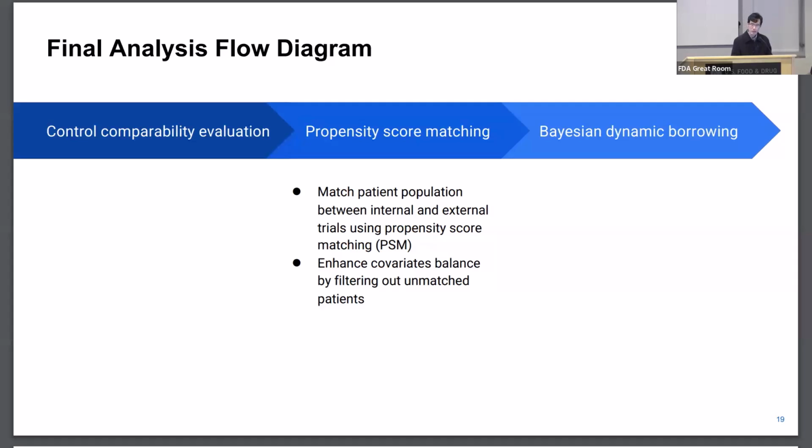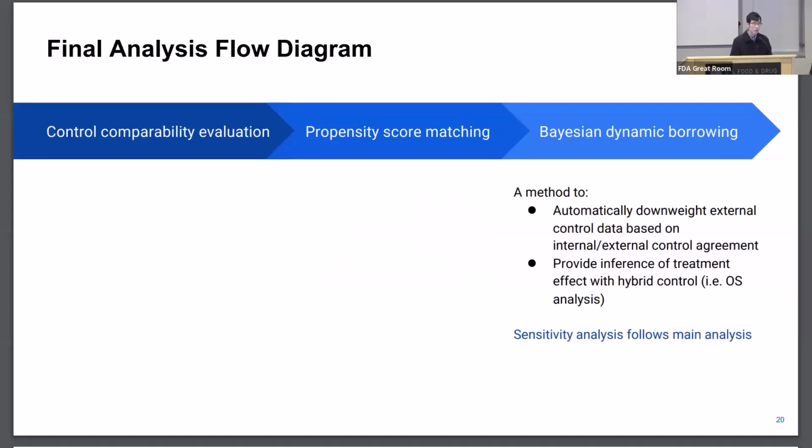Finally, we applied the Bayesian dynamic borrowing method, which automatically downweights external control based on the agreement between internal and external controls. And again, as we mentioned, we provide inference for the overall survival for the borrowing scenario, and sensitivity analysis would follow the main analysis.